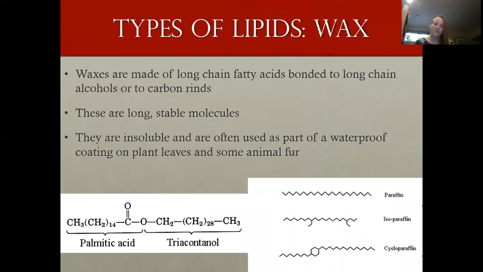Wax is also a type of lipid, though we don't talk about it as much because we don't really eat a lot of waxes. Waxes are made up of long chains of fatty acids bonded to either carbon rings or alcohols. They're very long. They're also very stable. They tend to be insoluble. So that's why you might put wax on the surface of something that you want to be waterproof. It's also why you have the waxy cuticle on the tops of lots of plant leaves, so that water doesn't evaporate out of them as easily. Those are examples at the bottom. Again, I don't really care about waxes as much as the other 2 types of lipids.